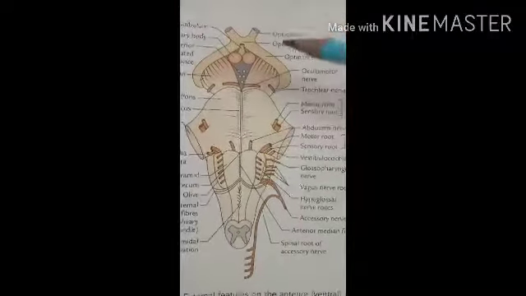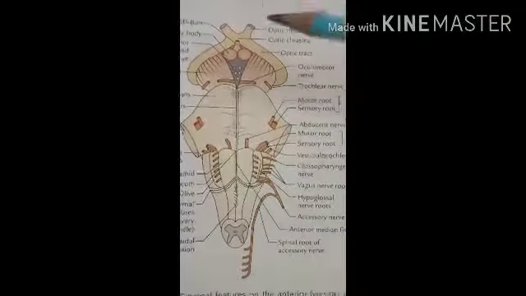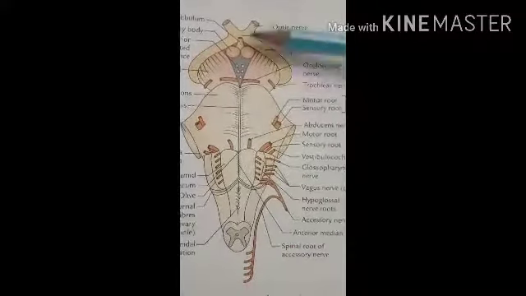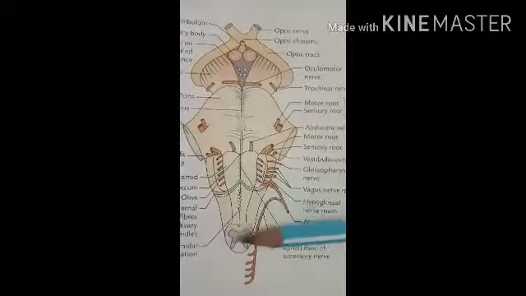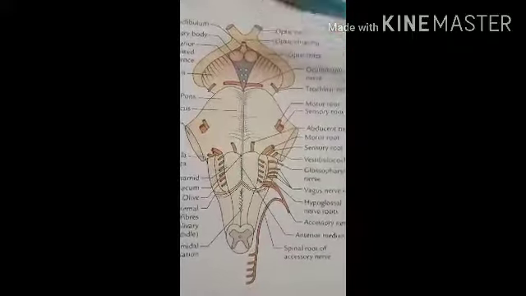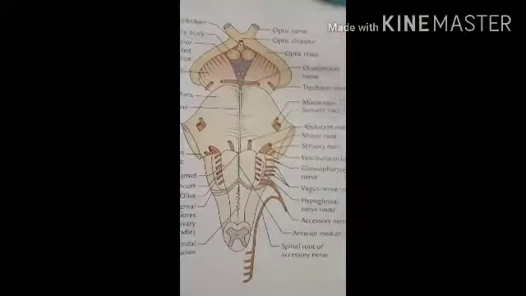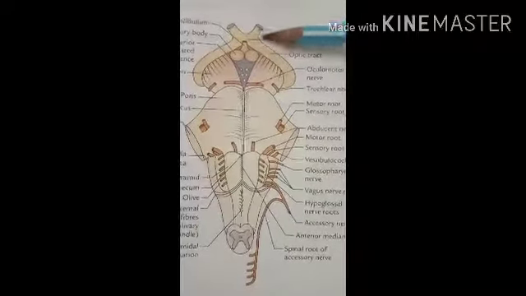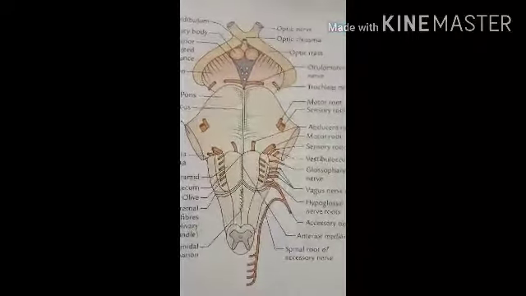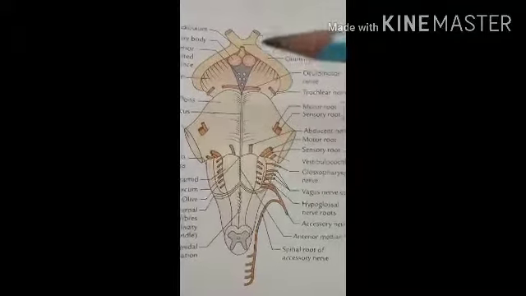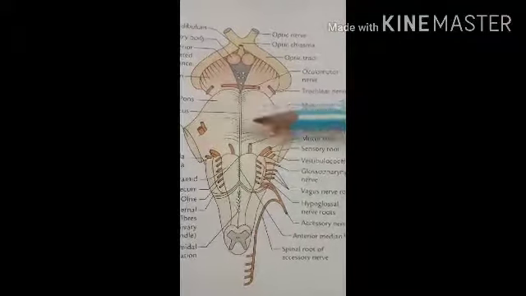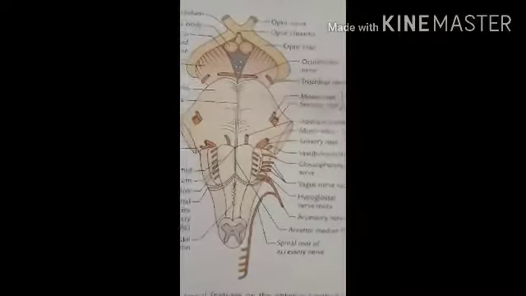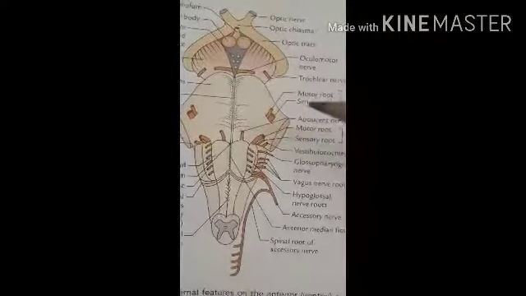After that we have to see the cranial nerves. Most cranial nerves originate from the different parts of the brainstem. You know there are 12 pairs of cranial nerves, and from these the olfactory and the optic, these two nerves originate from the cerebrum, and the remaining 10 cranial nerves originate from the different parts of the brainstem. So let's see the origin of the cranial nerves.